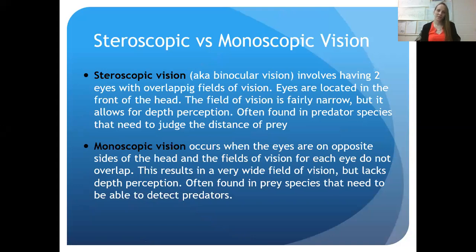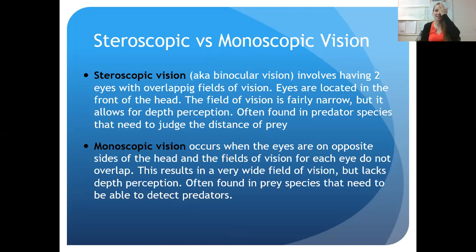So stereoscopic vision is also called binocular vision because it's like where binoculars are, that's where your eyes are. It has two eyes with overlapping fields of vision. The eyes are located at the front of the head. It does mean that your field of vision is fairly narrow, which just means you don't have a lot of peripheral vision. And by overlapping fields of vision, it means if you cover one eye and then cover the other eye, there are things that you can see in front of you with both eyes.